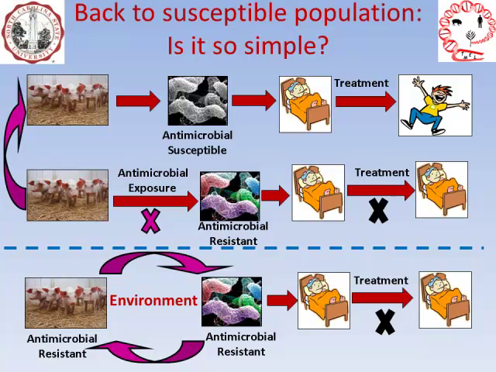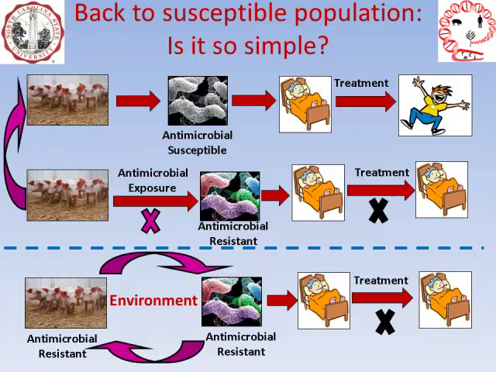Okay. Now, the next line in that is, well, if you stop exposing these animals to antimicrobials, ultimately they're going to revert back to a situation where these animals are going to start shedding susceptible population. So the thought process is, you ban the use of antimicrobials, everything is going to be okay. But as I will show you in my research, that is not really the case.